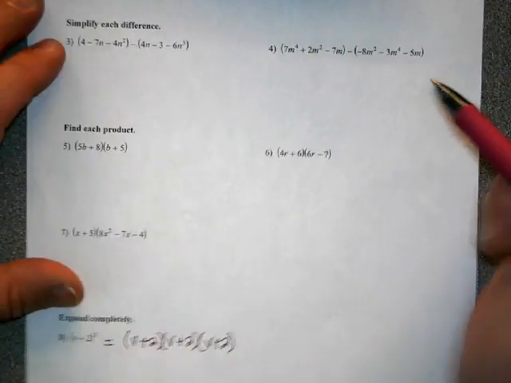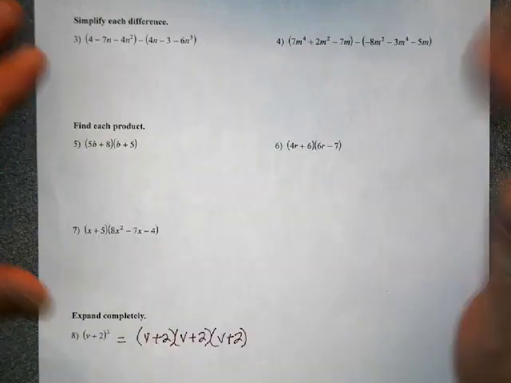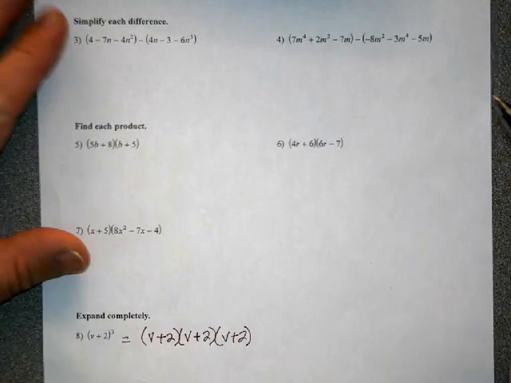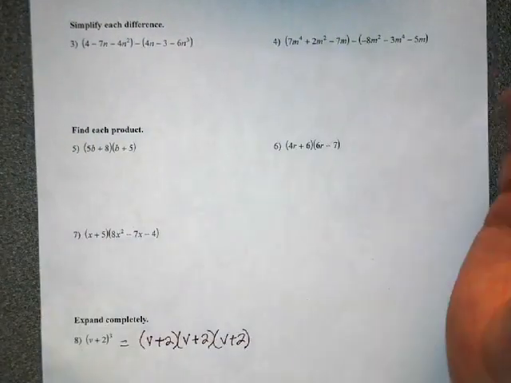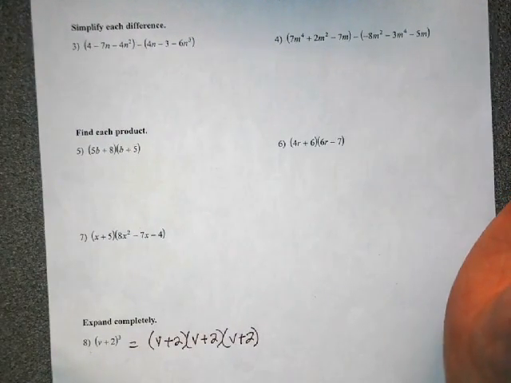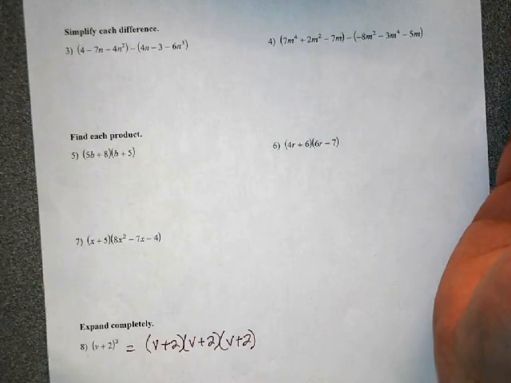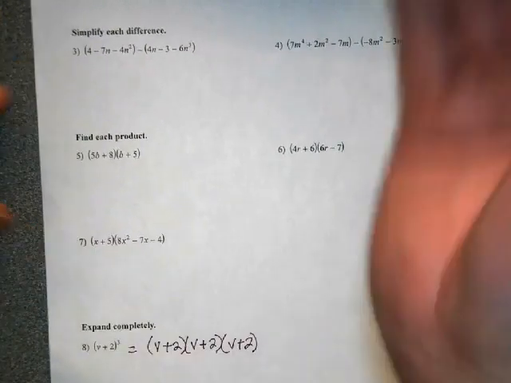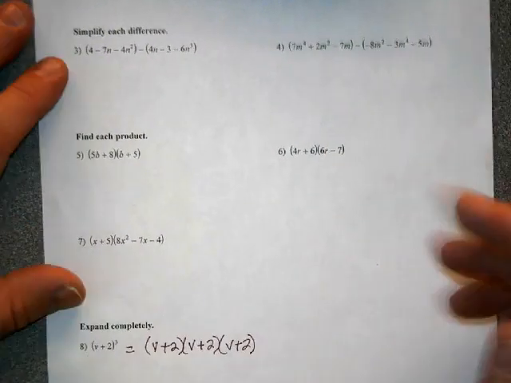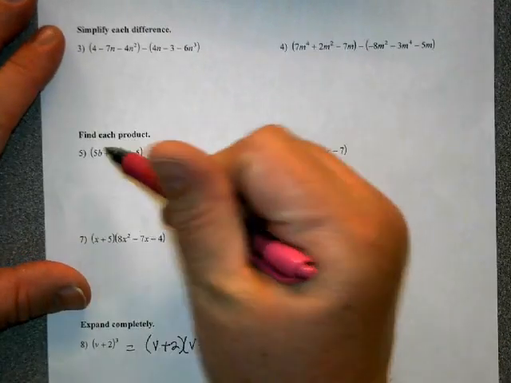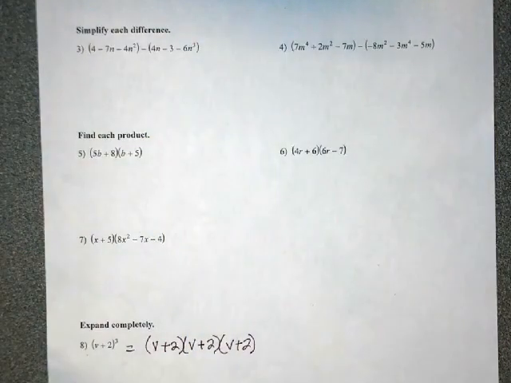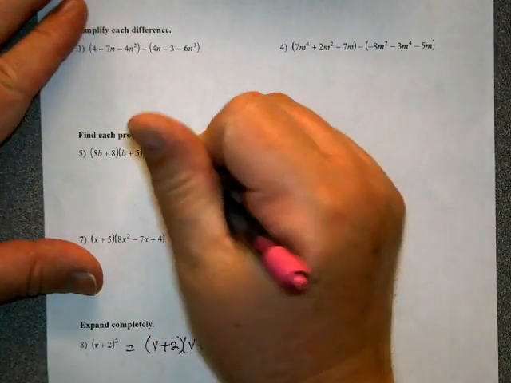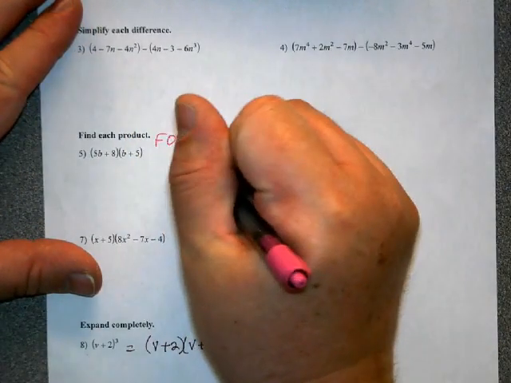I have a binomial times a binomial. So what are we going to use? What do you see, 3 terms? You don't even have your work out, so I'm not even going to listen to you. All right, so it's a binomial, 2 terms times 2 terms. It's a binomial times a binomial. So we're going to use FOIL.